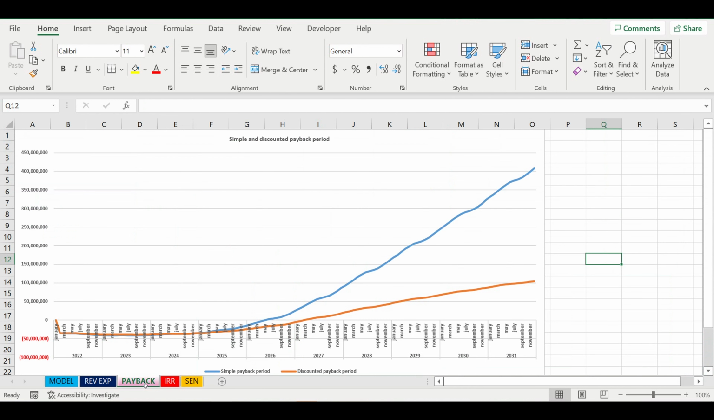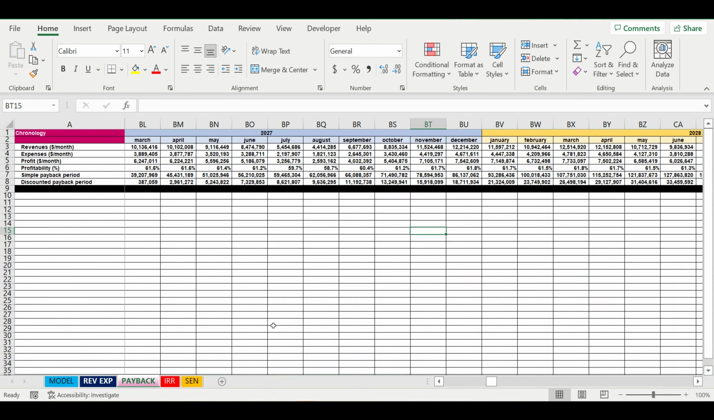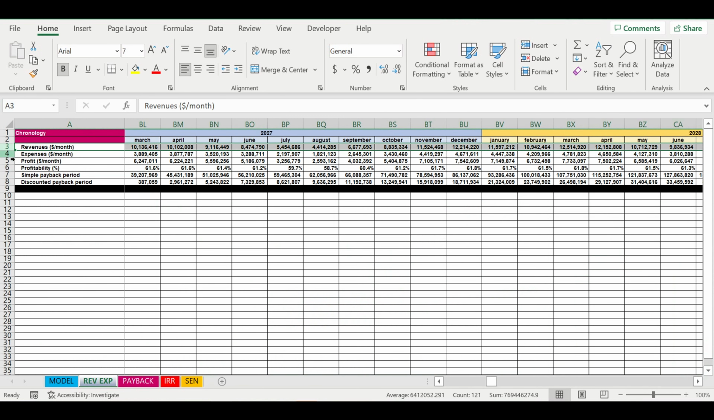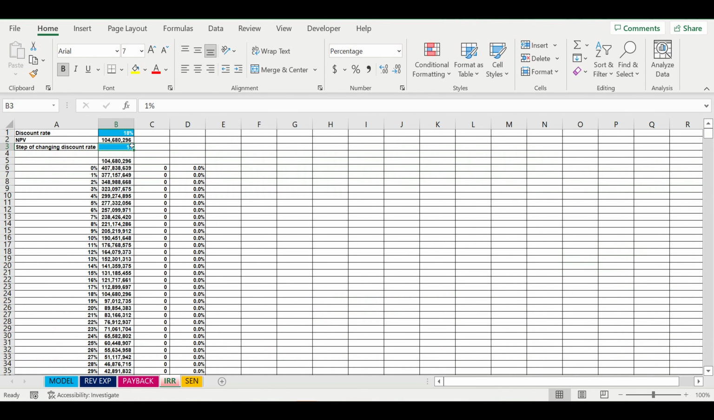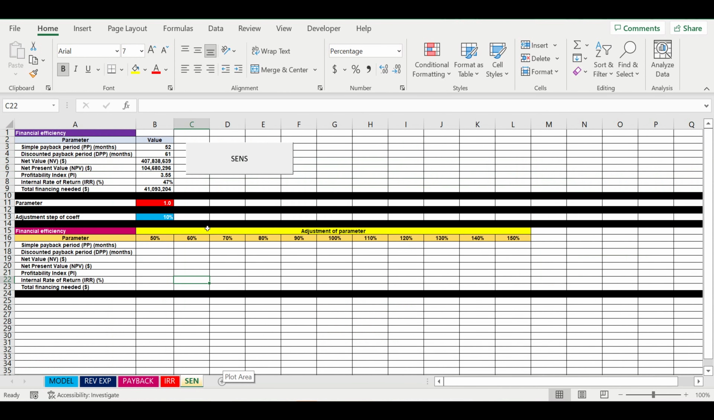So here we have counted payback period diagrams. Here we have revenues, expenses, profits, profitability. Here we can see the internal rate of return calculation. We are setting up the discount rates here, the step of changing the discount rate, and here we have the sensitivity analysis. That will be the last step of the video.